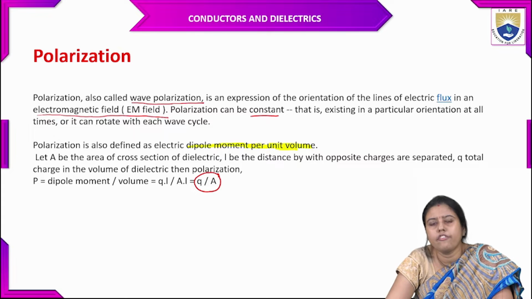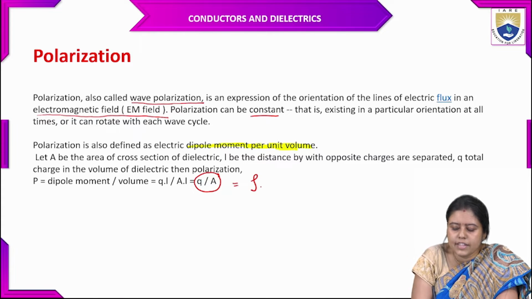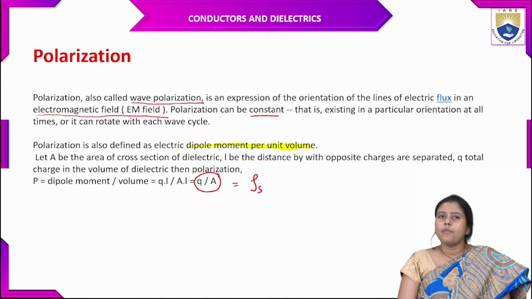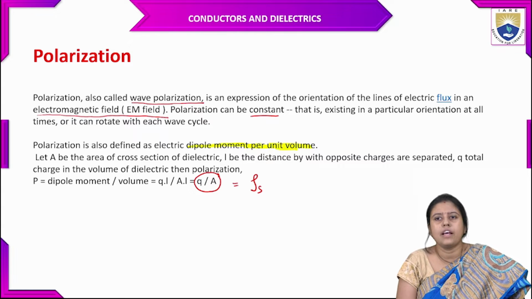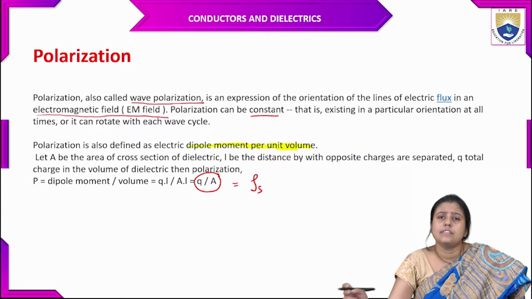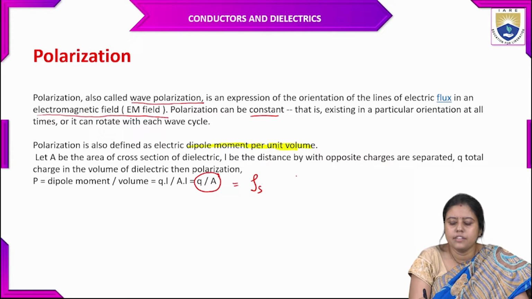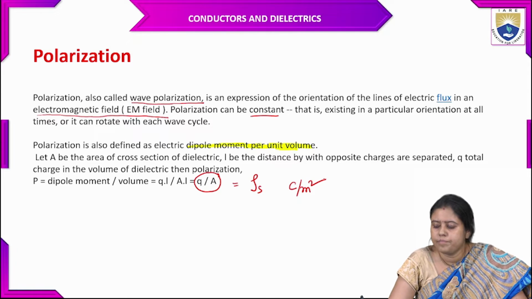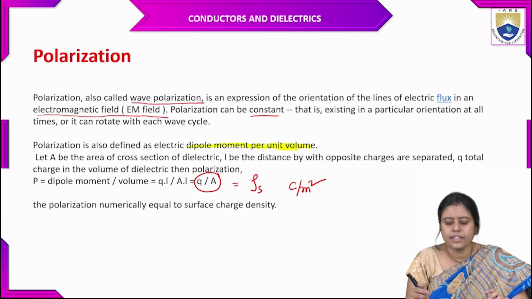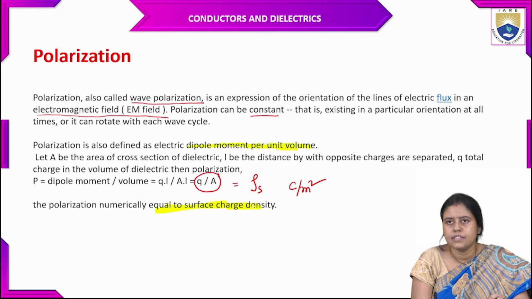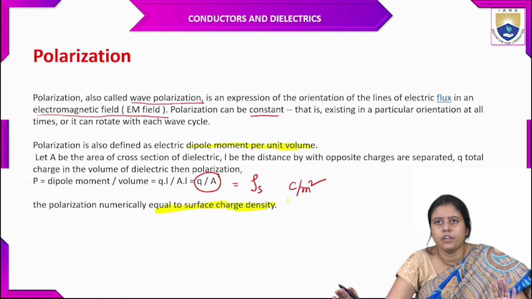What is Q by A in electromagnetics? We have discussed earlier many times that charge per unit area is known as the surface charge density. So mathematically we can say that the polarization is equal to the surface charge density, whose unit is coulomb per meter square. This is only mathematically; according to the physics, there is no relation between the polarization and the surface charge density.